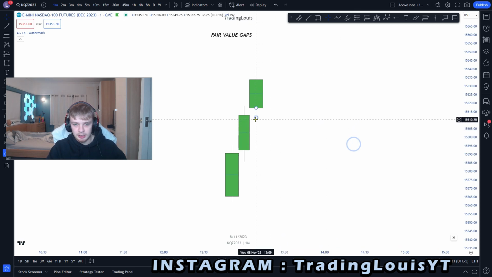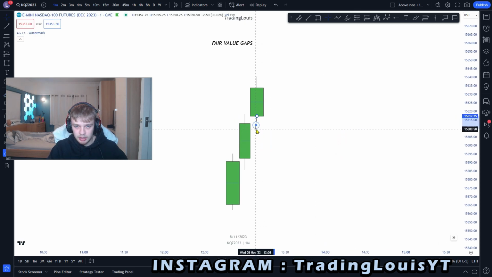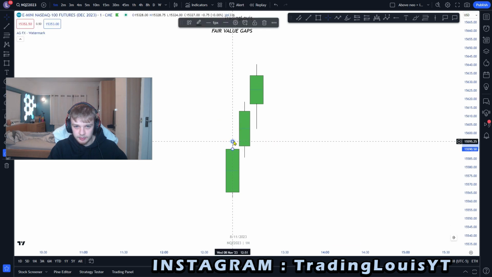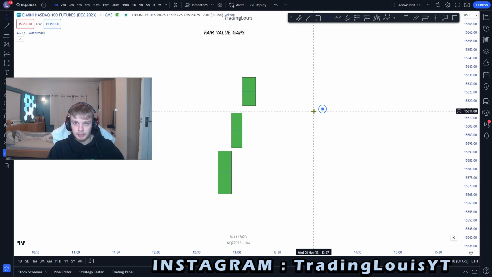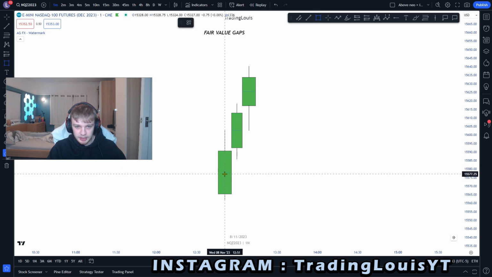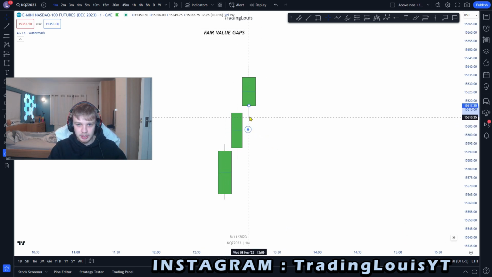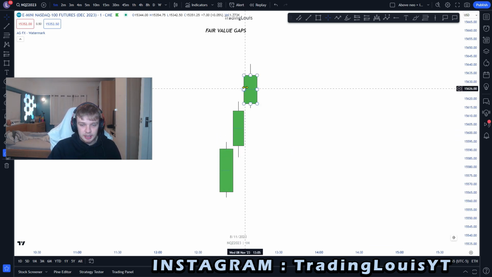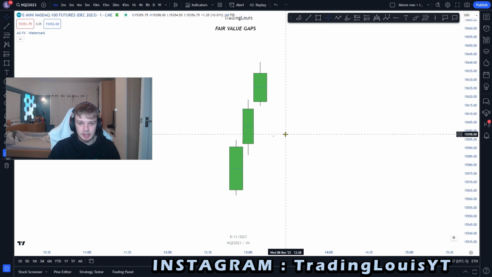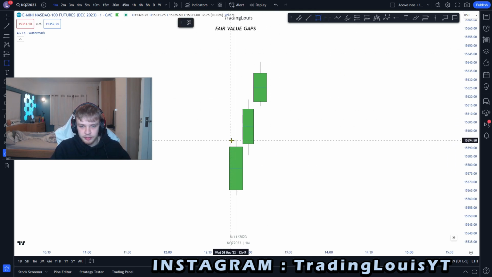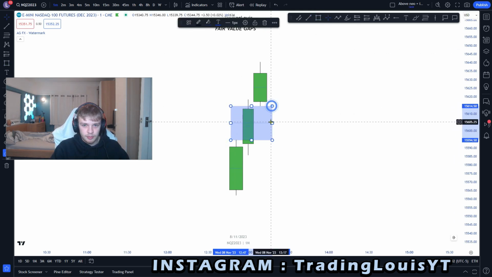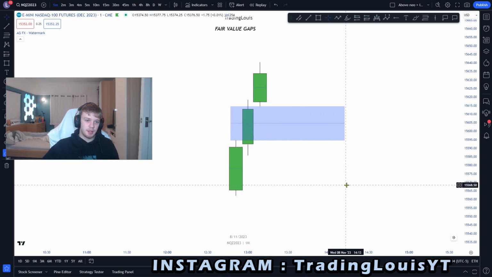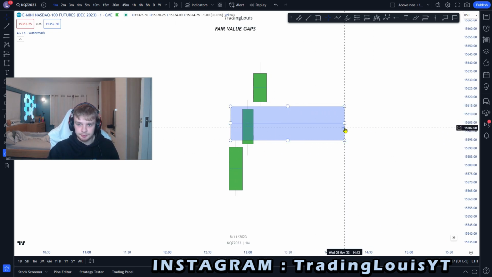Now, let's say that this wick was lower and this wick was higher, then there would be no fair value gap here. You see how the first candle and the third candle are now connected, so there is no fair value gap. Whereas if the candle was like this, and there is a gap between the first, second and third candles, then this is exactly where the fair value gap is.